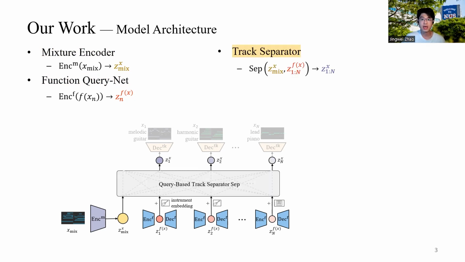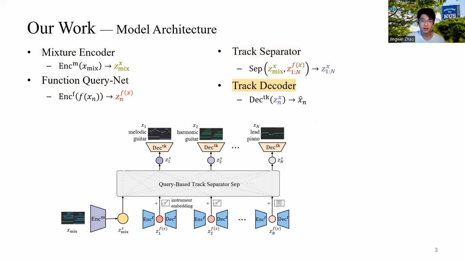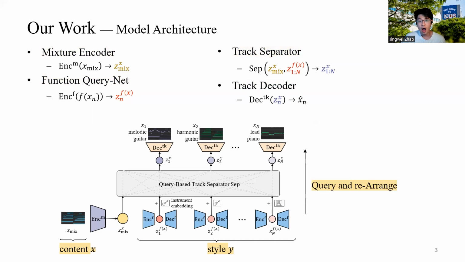The third part is a track separator. We input the mixture and track functions together to the separator, and we aim to separate individual tracks from the mixture. The final part is a track decoder, which reconstructs individual tracks from latent representation. Overall, if we regard mixture as content and track functions as style, then our model essentially rearranges the content with a query of styles.